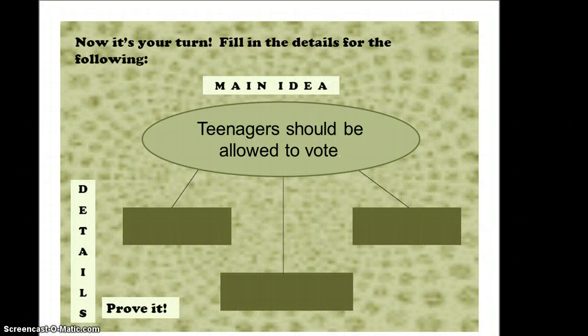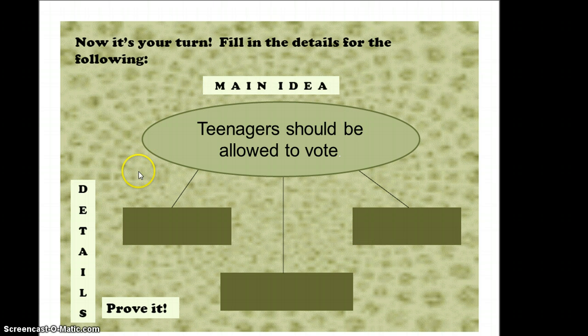What I'd like you guys to do is fill in the details for the following. So your main idea here is given. Teenagers should be allowed to vote. But those supporting detail boxes are blank. So what I'd like you guys to do is actually pause the recording right here and write down 2 or 3, if possible, reasons why you believe teenagers should be able to vote.